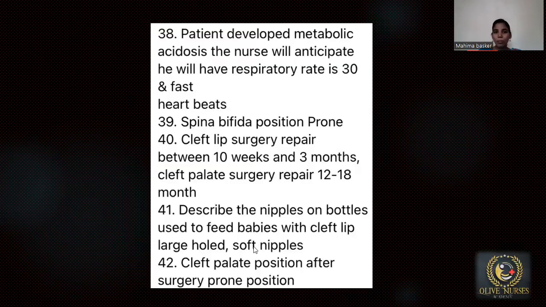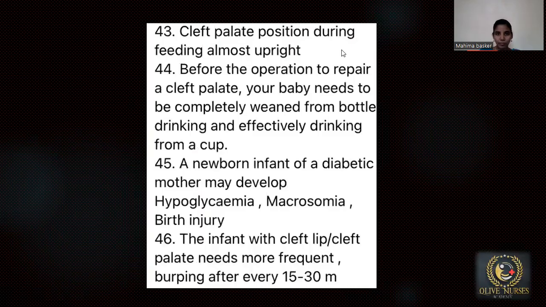Cleft palate. What is the position after the surgery? Cleft palate after the surgery, prone position. So spina bifida position is also prone. Cleft palate after the surgery, prone position. Got the point? But for cleft lip after the surgery, you never put the prone position, because it will injure the lip. So you have to remember those points.